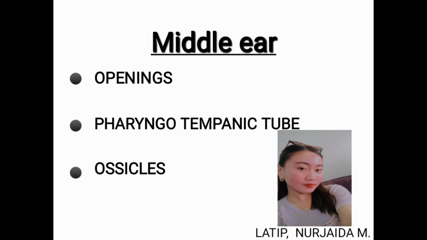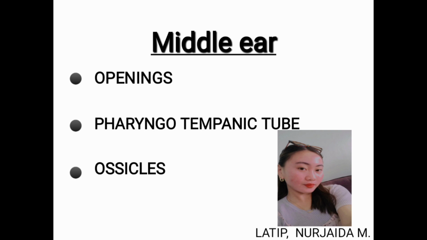Two is the pharyngotympanic tube. Pharyngotympanic tubes run obliquely downward to link the middle ear cavity with the throat. Three is ossicles. The middle ear is spanned by the three smallest bones in the body, the ossicles, which transmit the vibratory motion of the eardrum to the fluids of the inner ear.